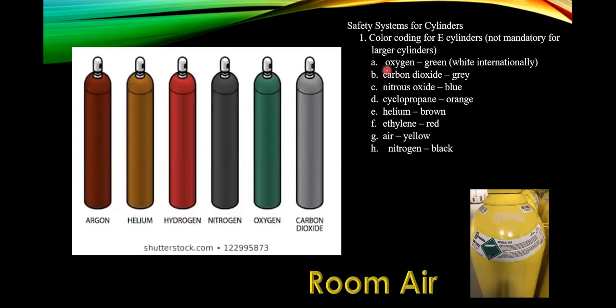Safety systems. Now, don't ding me for these colors. I just put this picture up for the sake of colors. Some of these look kind of off. But green for oxygen, carbon dioxide is gray, but they have some other things here that are a little bit different. But color coding for E cylinders is the first safety system.